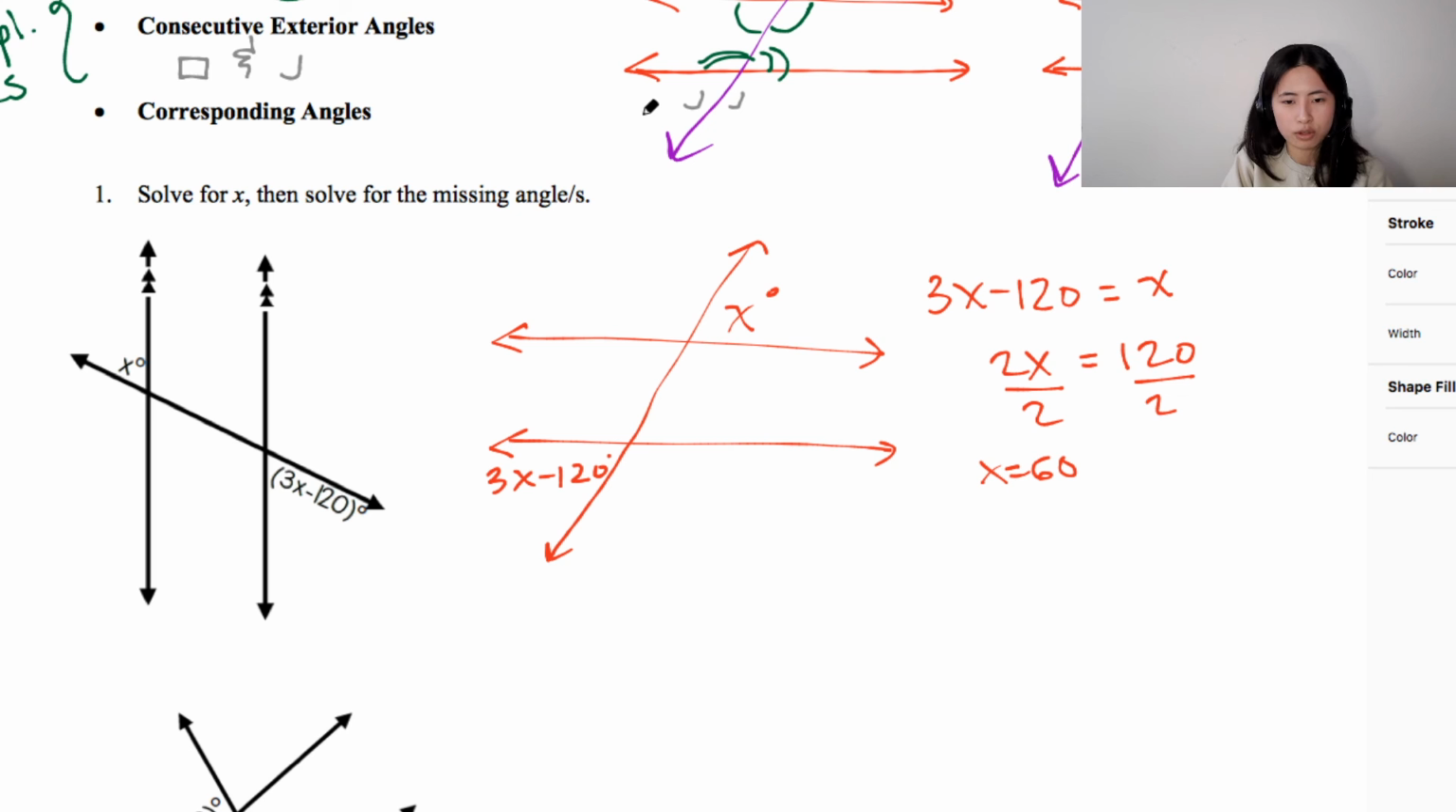Okay, and because we need to solve for the missing angles, this is 60, therefore this also needs to be 60 degrees. Because if you have 3 times 60, that's 180 minus 120, that's 60. Okay, great. So this is what you call your alternate exterior angles. Let me just abbreviate that, exterior angles.